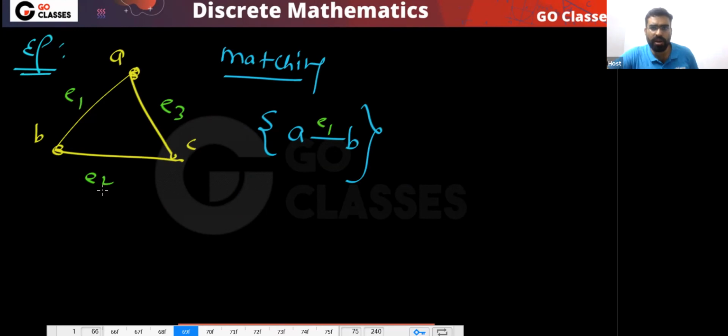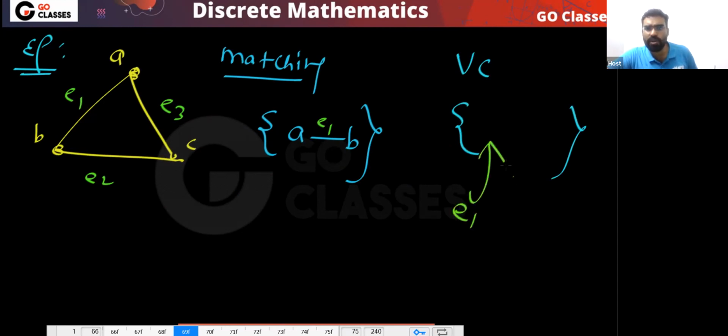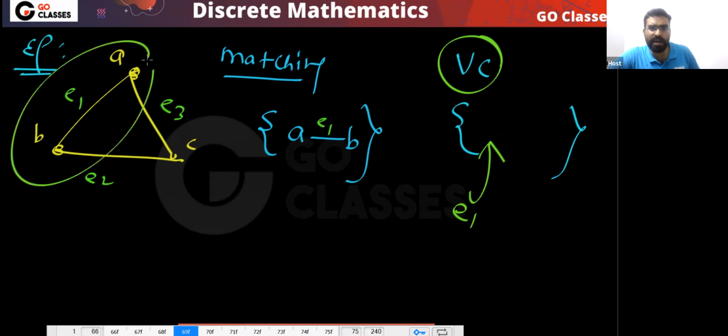Okay. Now tell me, vertex cover. Remember, this is your matching. So what guarantee can I give? Remember, vertex cover should cover all the edges. All the edges must be covered. So to cover E1, at least one of them I have to take. But is it enough? Did we cover all the edges? No.